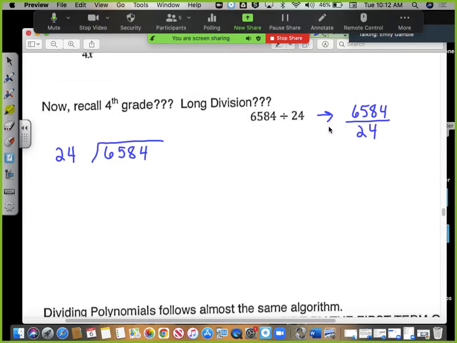And when you're using the long division process, you're basically figuring out how many times does this go into this? How many times does this go into this? And it works with regular numbers like this, and it works with polynomials, which is what we'll do next. So when you go to do long division, you think to yourself, how many times does 24 go into the first number? Well, 6 is smaller than 24, so we have to use not just the first number, but the second number as well. So we're going to think, how many times does 24 go into 65?